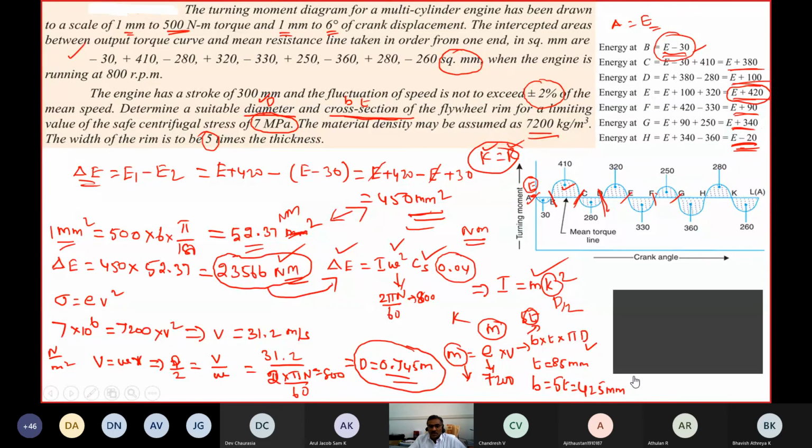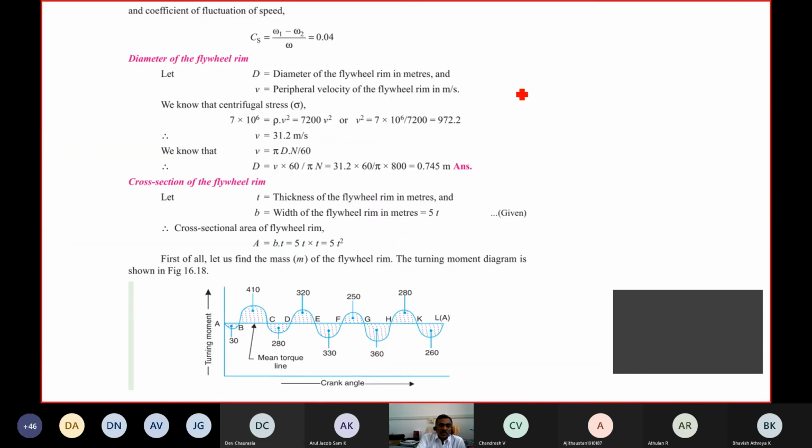So this is the way you have to solve this problem. I will explain you once again quickly. First step is you have to find the value of delta E. The second step is calculating the diameter. How to calculate diameter? Sigma is equal to rho into V square. From this you can find the value of V. After finding V, you can find the diameter.